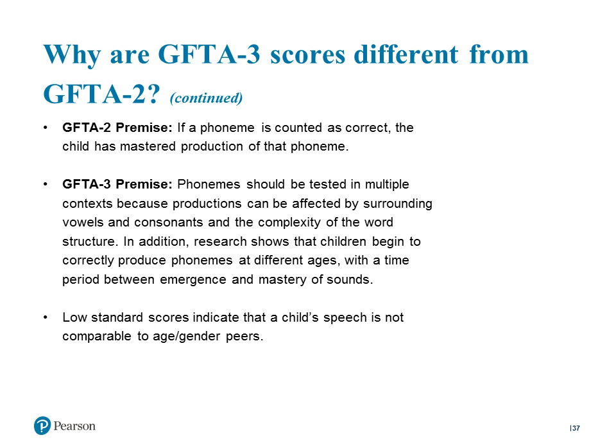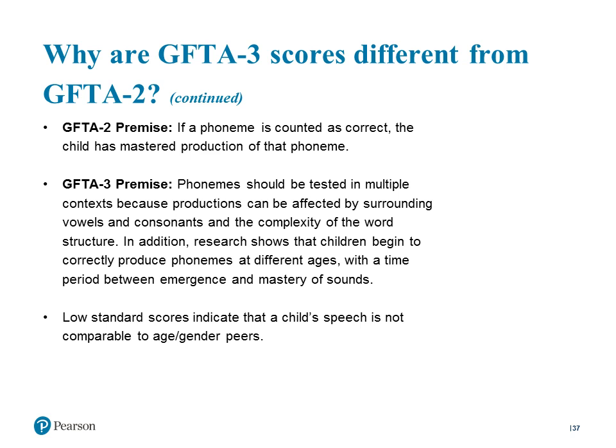Okay. So what are the premises? In GFTA-2, the premise was that if a phoneme is counted as a correct production, the child has mastered the production of that phoneme. In GFTA-3, the premise is a little different in that phonemes should be tested in multiple contexts. Again, as we've said, production is affected by surrounding vowels and consonants and the complexity of the word structure.